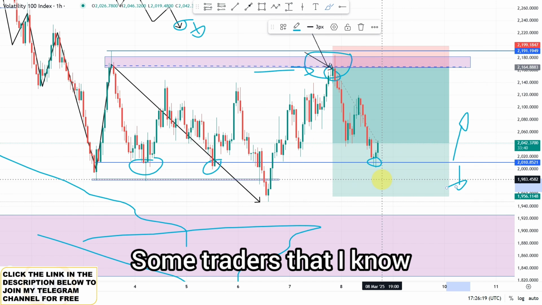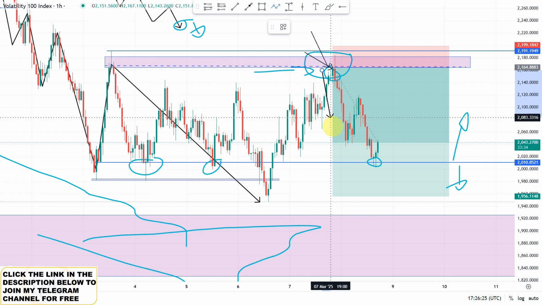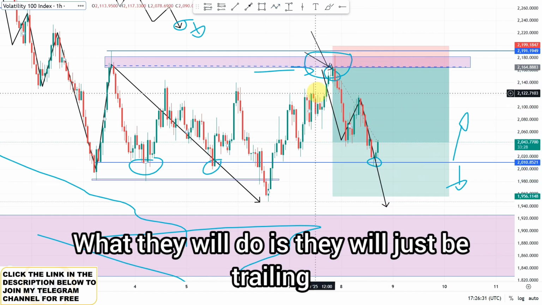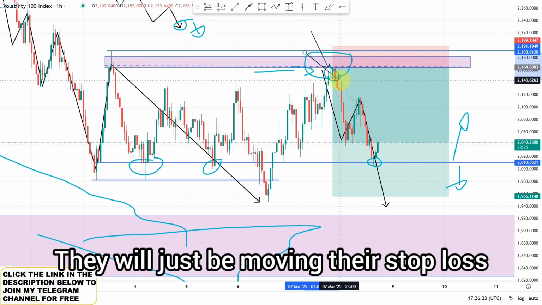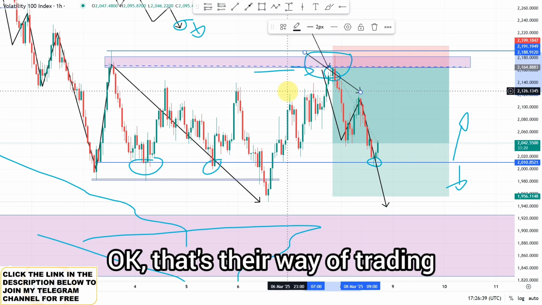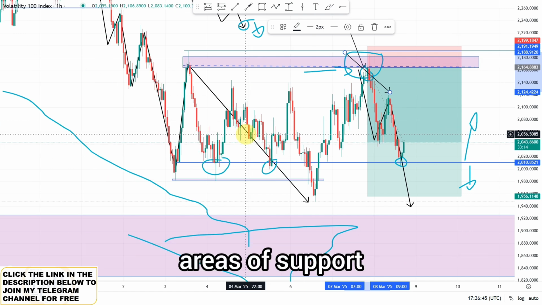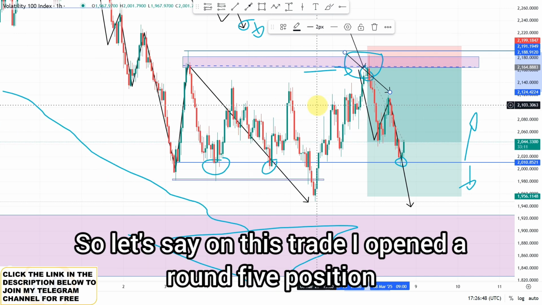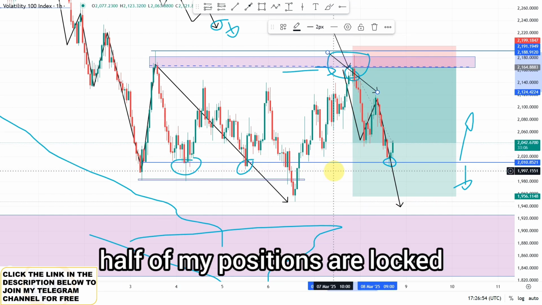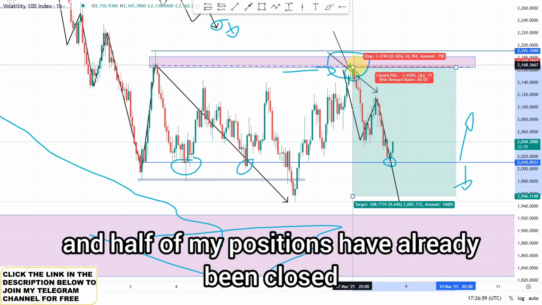Some traders that I know choose to trail their stop loss because, okay, they know where this market is going. Let's say it has already started to move in a series of lower lows and lower highs. What they will do is they will just be moving their stop loss, aiming for this swing high right here. Okay, that's their way of trading. But my way of trading is aiming for the major areas of support or resistance as my take profits. So let's say on this trade, I opened around 5 positions. At this major support level, half of my positions are locked and half of my positions have already been closed.